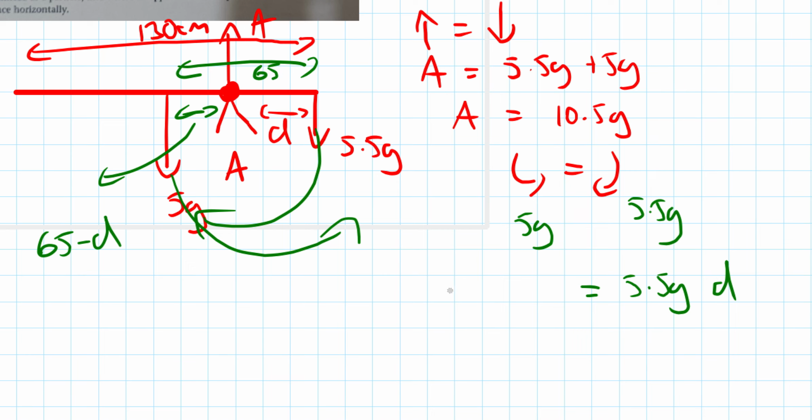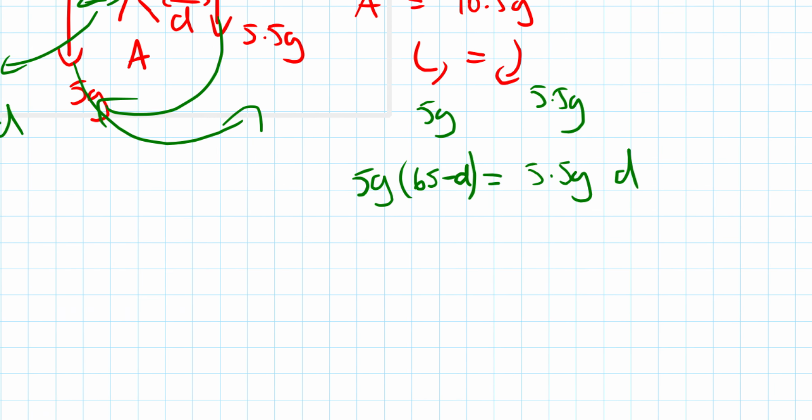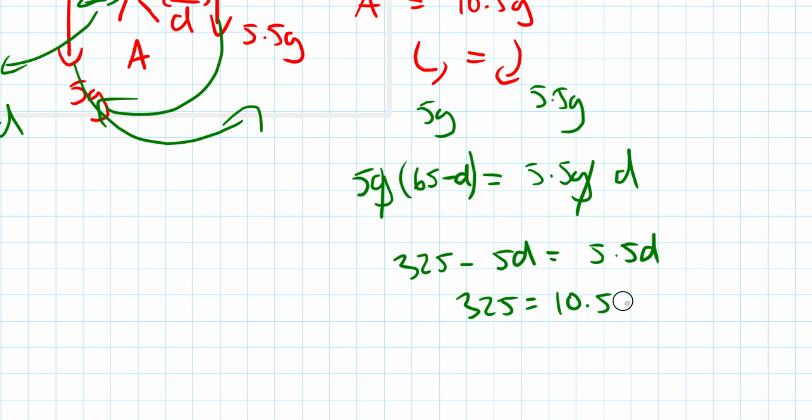So here, when we put it into our formula, it's 5g times (65 centimetres minus d). And from here, it just becomes an algebraic equation. First of all, we can cancel the g's, so we don't have to do any more writing. And then we can expand the bracket out. So it's going to be 5 times 65, which is 325, minus 5d, equals 5.5d. Move the d to the other side, so it's 10.5d, and then divide by 10.5. And that gives a horrible answer.